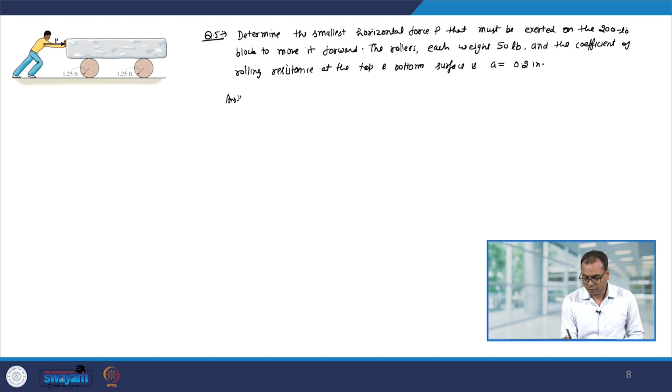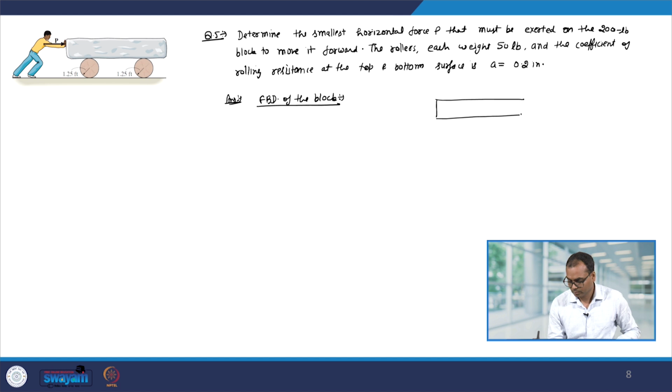So, let us first look at the free body diagram of the block that we have. Okay. So, we have this block, force P is applied on it and its weight is W equal to 200 pound. So, since everything is in dynamic equilibrium, the reaction force from the roller is going to act on it, and it will act like this.